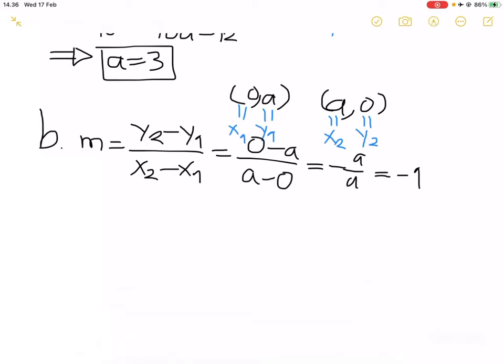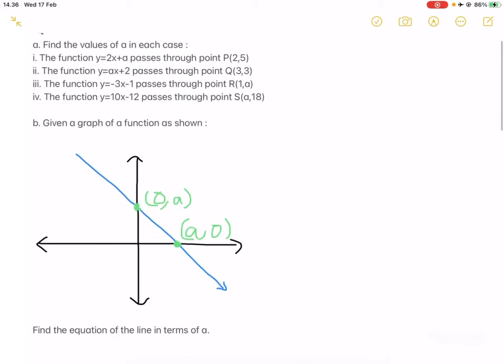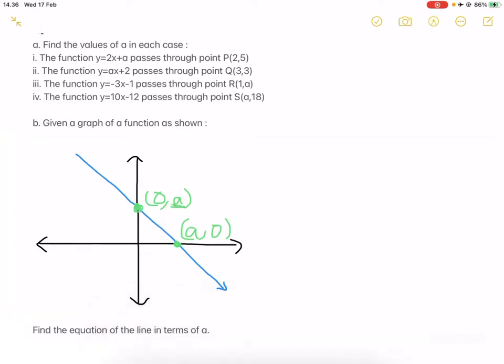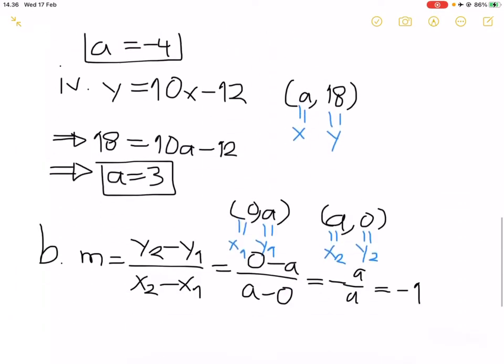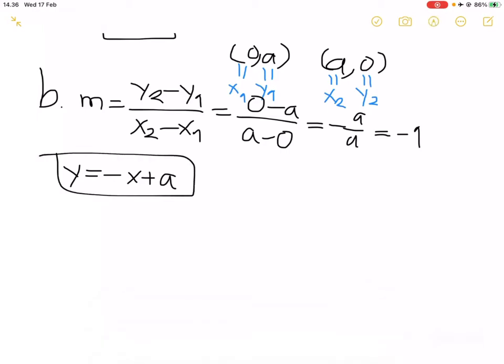And next thing we want to find is the y-intercept. However, it's already given right here, since it clearly intersects the y-axis at (0, a). We only care about the a right here. So therefore, we can conclude that using our formula for an equation of a linear function, the equation is y equals negative x plus a. Alright, we're done with the first question.